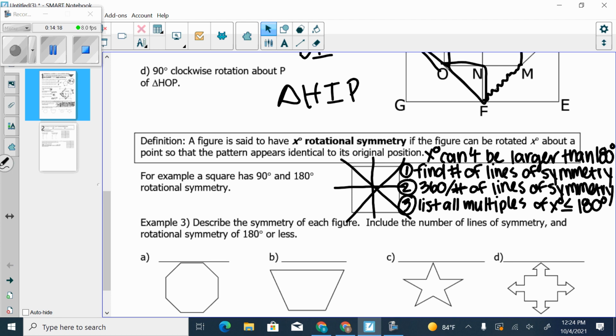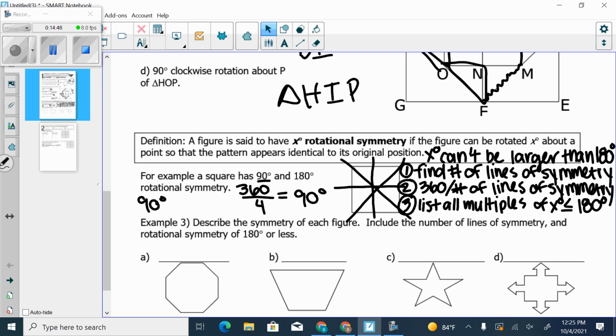I'm supposed to now take 360 and divide it by the number of lines we came up with. What is 360 divided by 4? 90. Okay. So now it says you just list all the multiples of whatever you got that are less than or equal to 180. So my first multiple would be 90, right, which they had.